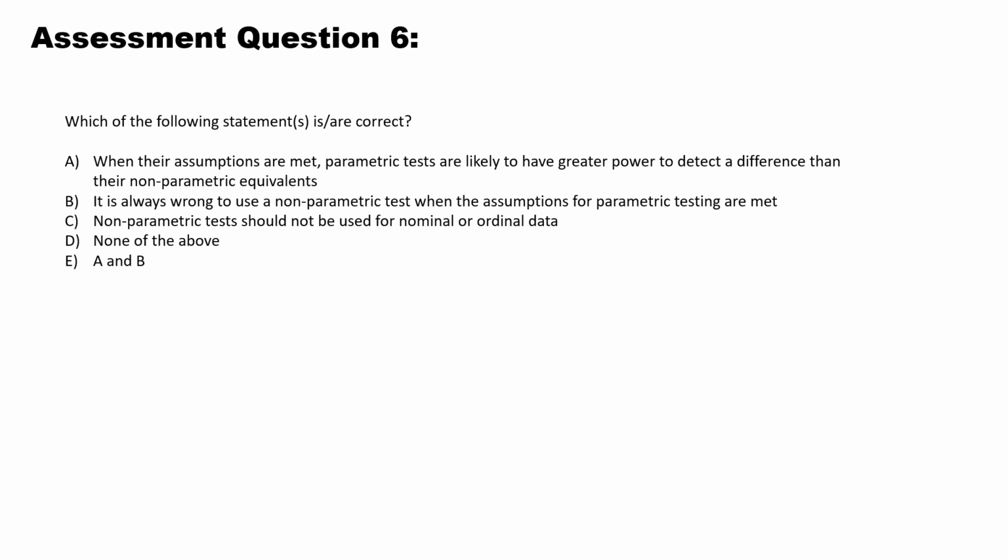Which of the following statements is correct? A, when their assumptions are met, parametric tests are likely to have greater power to detect a difference than their non-parametric equivalents. B, it is always wrong to use a non-parametric test when the assumptions for parametric testing are met. C, non-parametric tests should not be used for nominal or ordinal data. D, none of the above, or E, A and B.